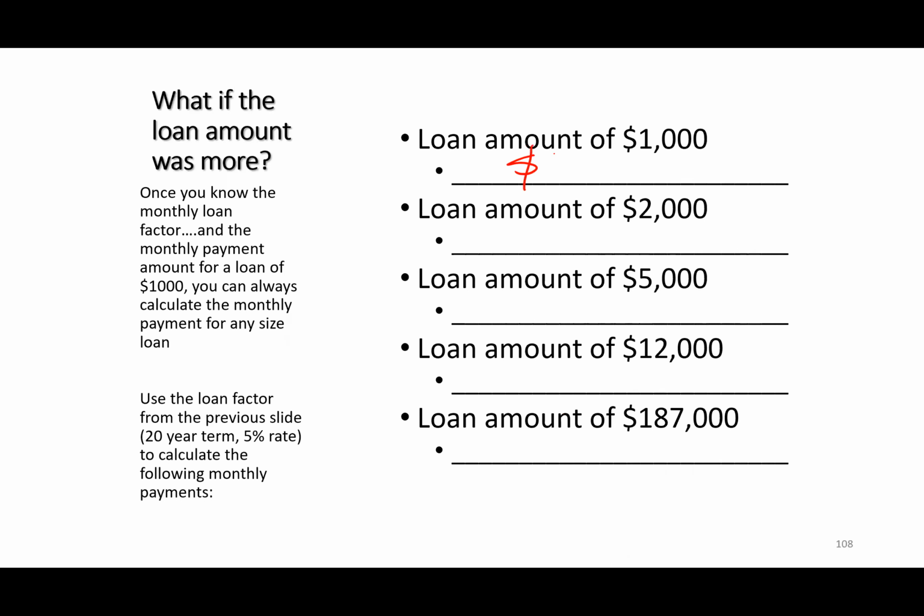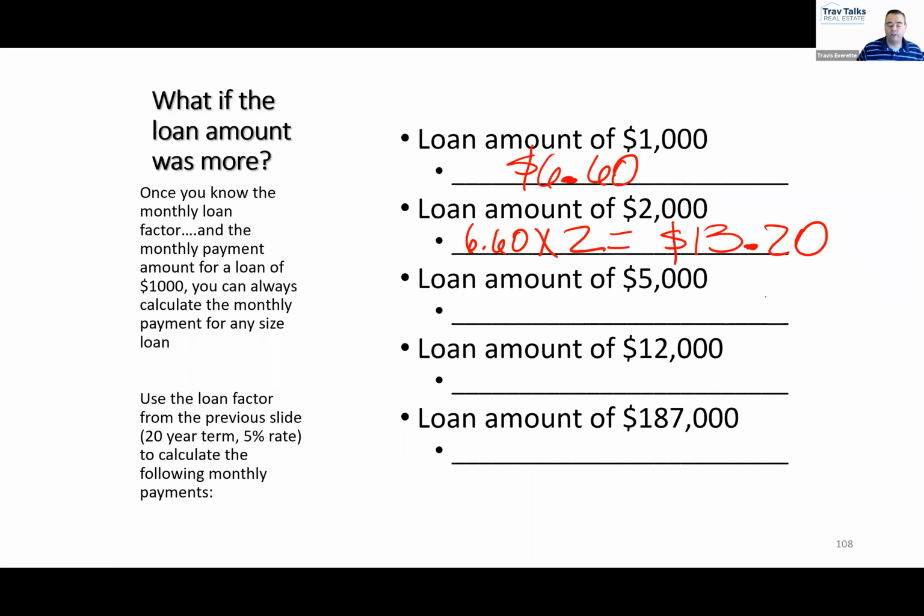660, right? Now, I'm gonna tell you, this is where the math's gonna get real hard. Here comes the difficult part. What if we borrowed $2,000? Couldn't we just do 660 times what? 2. What would the monthly payment be? 1320.